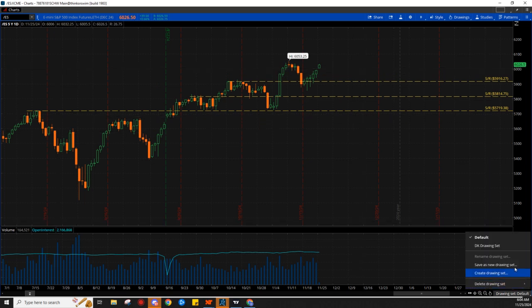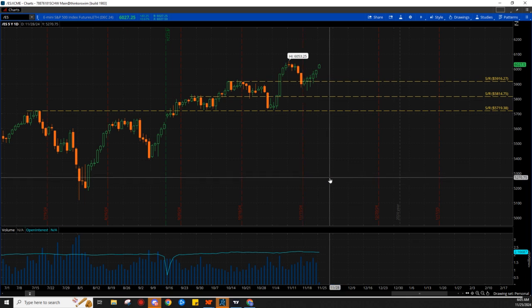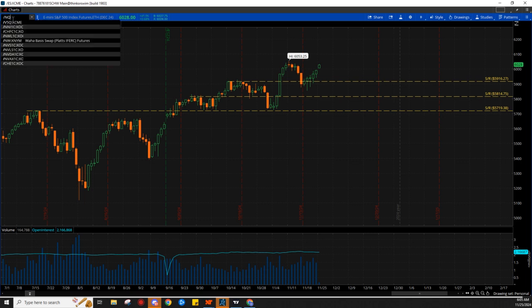I'm just going to save this as a drawing set. That way I can always bring it back up very easily. Okay. That takes care of the ES. Now let's do the NQ.